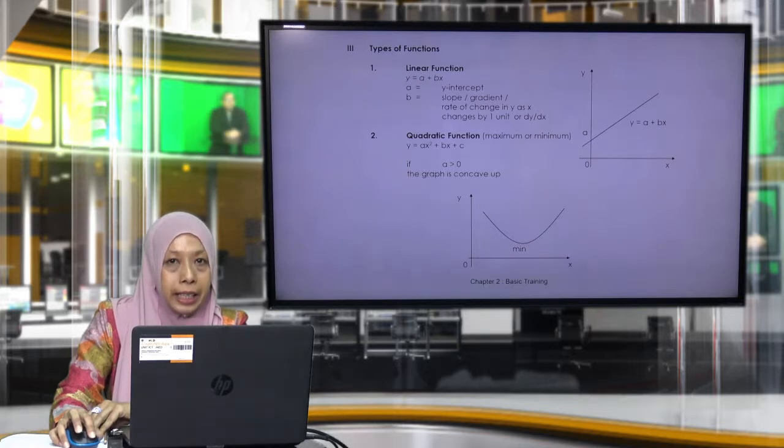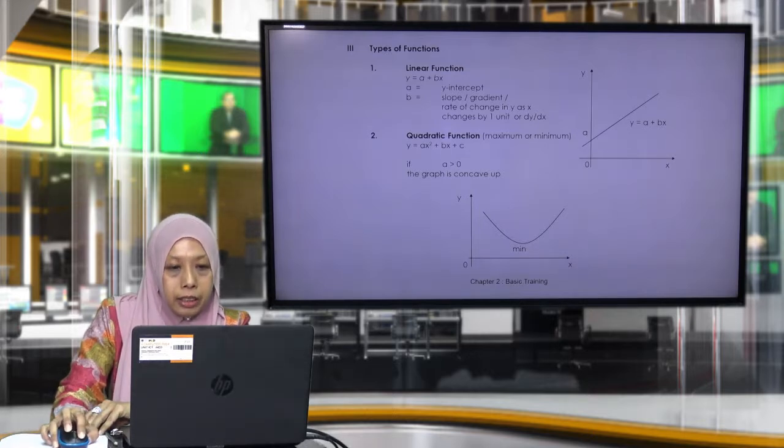So if we look at the basic format of a linear function, it is y equals a plus bx, where y is the dependent variable, x is the independent variable, a is the vertical intercept, and b is the slope or gradient.